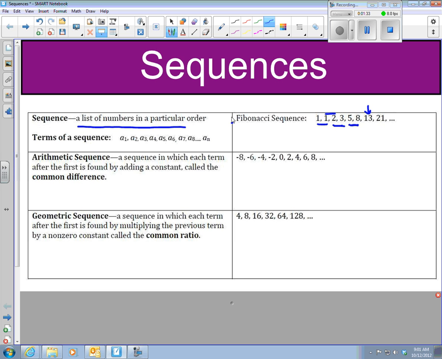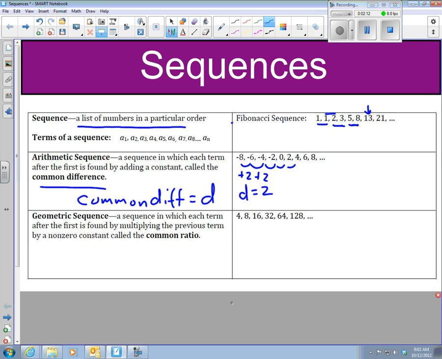Arithmetic sequence: each term after the first is found by adding a constant called the common difference. We're going to use the variable d for common difference. So we look at this arithmetic sequence over here. From -8 to -6, we're basically adding 2. -6 to -4, adding 2. So on and so forth here. You see you're adding 2 every time. So our common difference in this case would be 2.